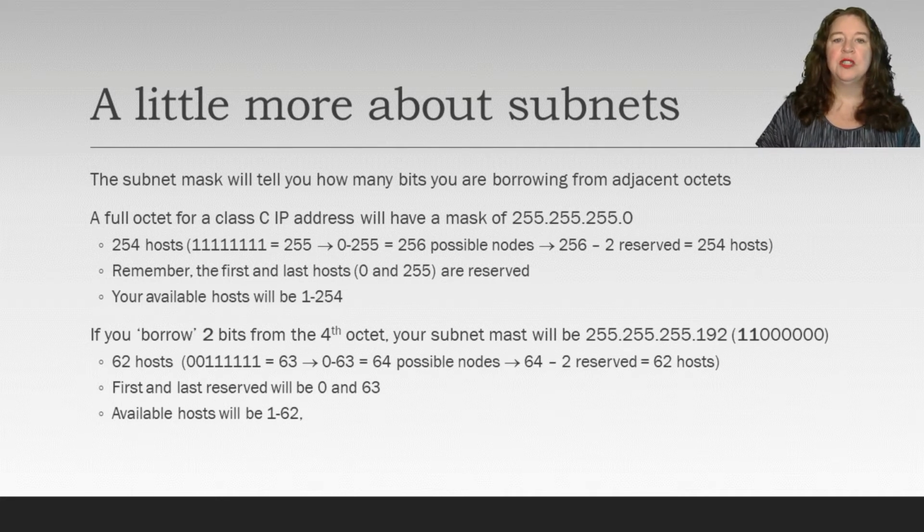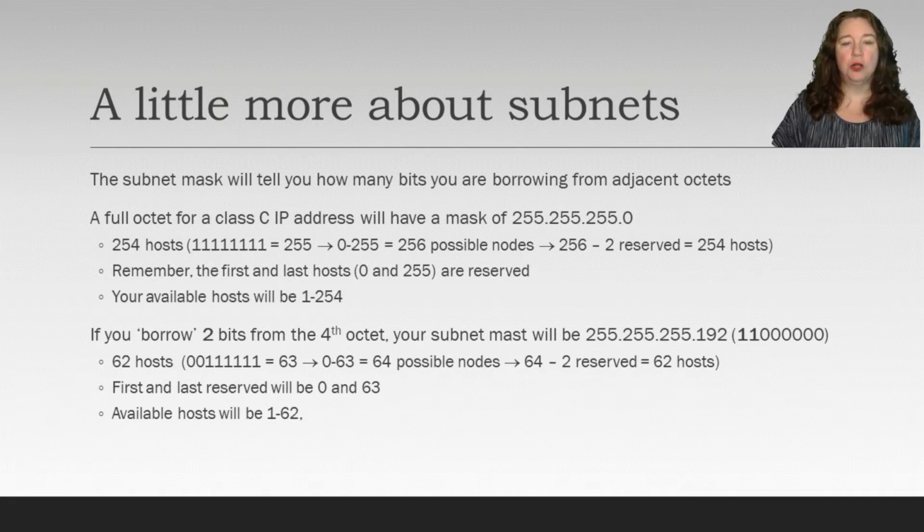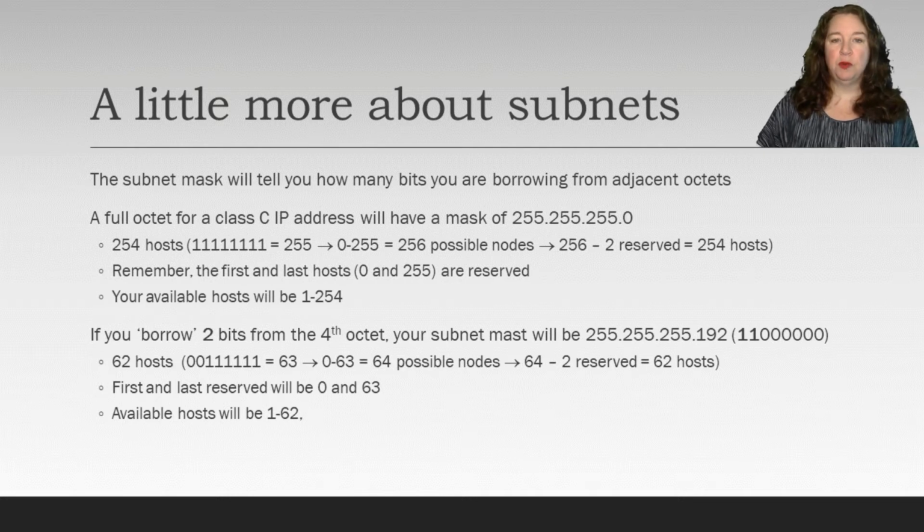First and last are reserved. You have 1 through 254 as your possible hosts. That will be whatever your network IP address or subnet is. So, for example, in Class C, 198.56.202.1 up to 254. Those are your possible IP addresses. So your host address is going to be 1 through 254.